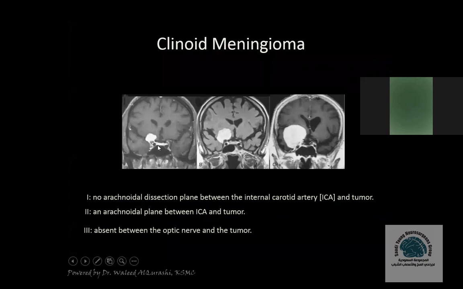And you can see here in that MRI, if there is no arachnoid plane between the internal carotid artery and the tumor, this is group 1, and it is least likely to be gross totally resected. While in group 2, there is an arachnoid plane between the internal carotid and the tumor, and the possibility of gross total resection is higher. While in group 3, it extends backward toward the orbital roof and sometimes toward the superior orbital fissure, and the arachnoid plane between the optic nerve and the tumor is so adherent that total resection is less likely.